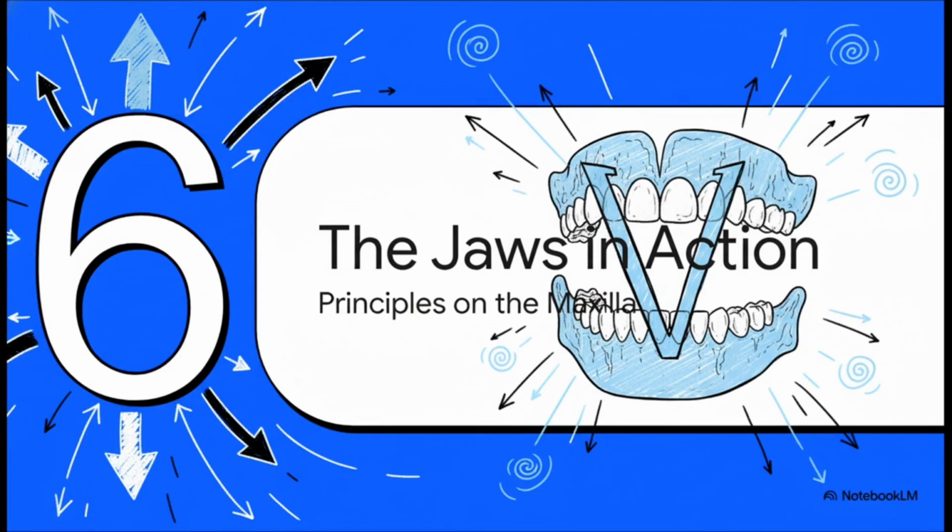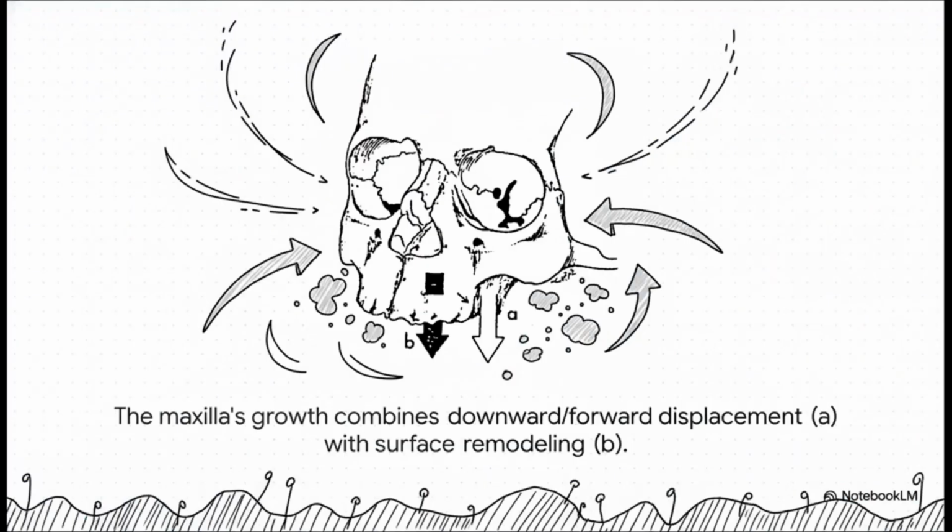All right, let's put it all together now. Let's take these complex principles, displacement, remodeling, the V principle, and see how they actually apply to the real-world growth of the upper jaw, the maxilla. This image really is a perfect summary. That big arrow A shows the overall movement, downward and forward, but it's actually two things happening at once.